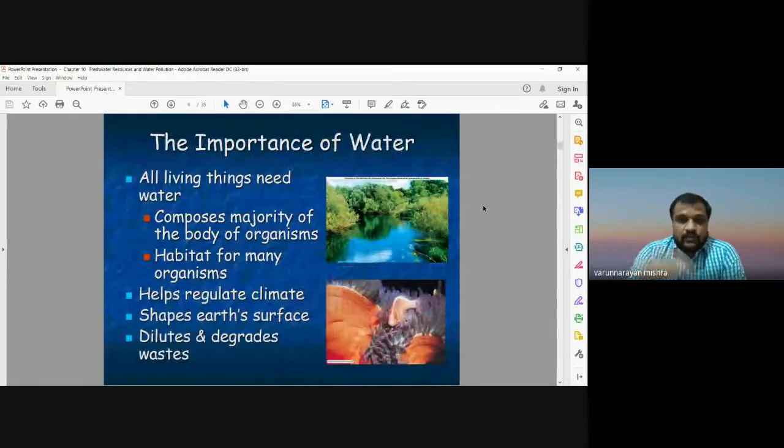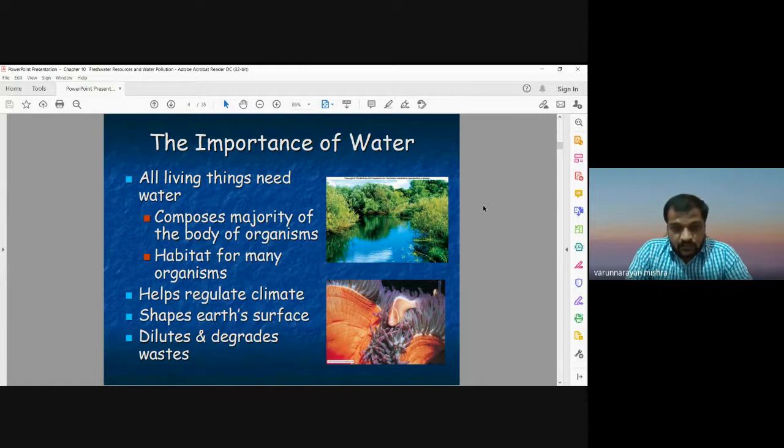As we all know, water is very important for life on the earth. All living things need water. It makes up the majority of the body of organisms and is a habitat for many organisms. It helps to regulate the climate also. Water is very important for shaping the earth surface, and it dilutes and degrades waste. So water is a very important component on the earth surface, and one of its highly abundant features.